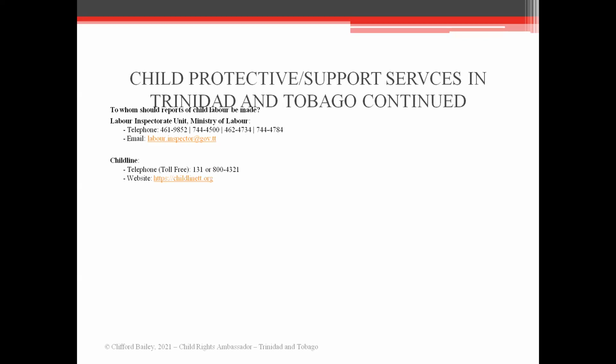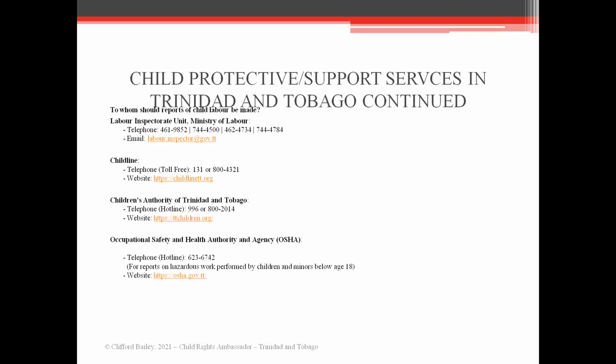Childline, once again, their toll-free telephone number is 131 or 800-4321. Website link again is childlinett.org. Children's Authority of Trinidad and Tobago, telephone hotline 996 or 800-2014. Website link ttchildren.org.